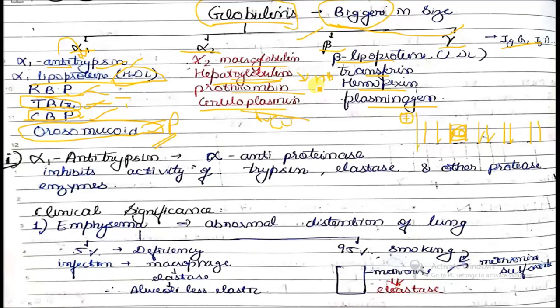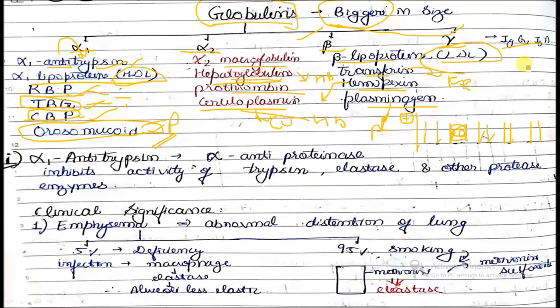being done by different proteins. Beta lipoprotein is also called LDL. It also helps in transport of triglyceride. Transferrin helps in transport of iron. Hemopexin helps in transport of heme. Plasminogen helps in the formation of plasmin, which helps in fibrinolysis. Antibodies, the functioning of antibodies you might be knowing.